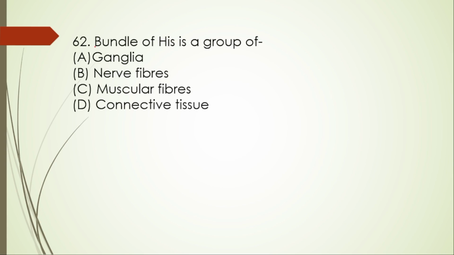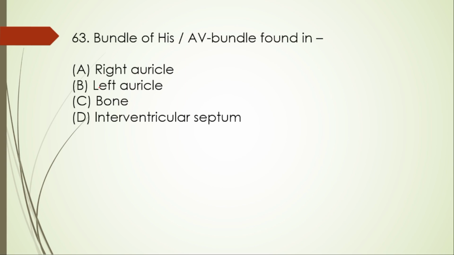Next 62. Bundle of His is a group of A. Ganglia, B. Nerve fibers, C. Muscular fibers, D. Connective tissue. Here the right option is C, muscular fibers. It is actually a collection of specialized heart muscle cells, which are called cardiac muscle fibers, that transmit the electrical impulses from AV node to the ventricles.